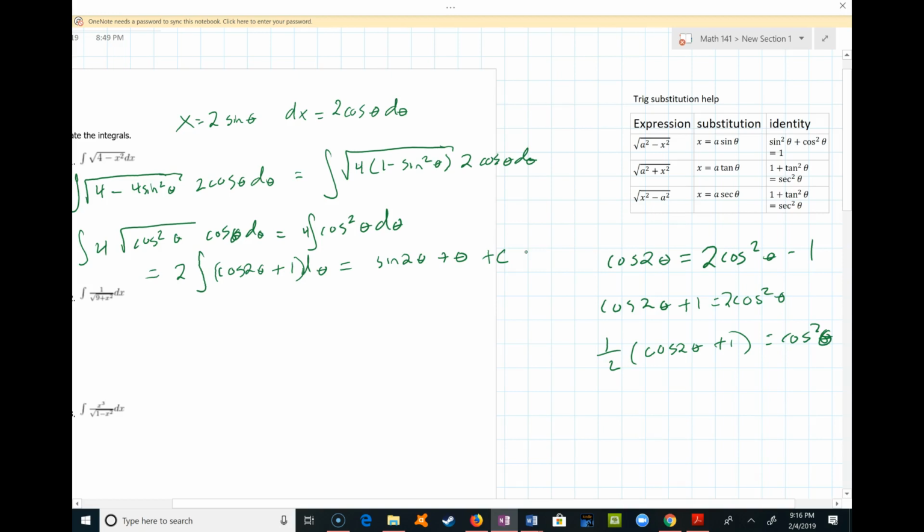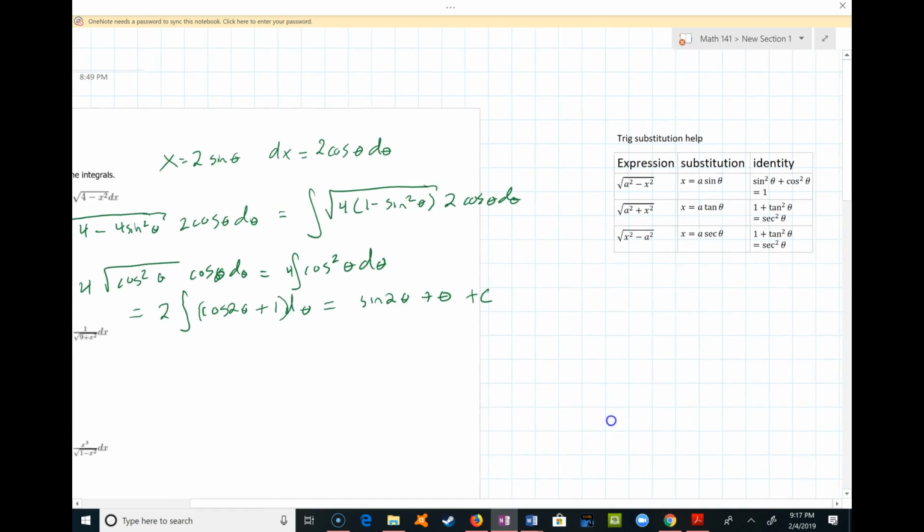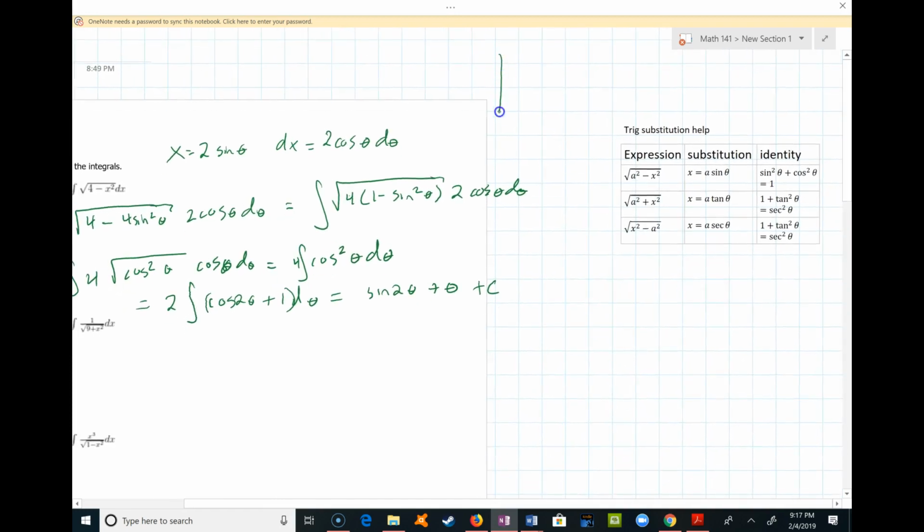I'm sorry, we can't leave it as theta. We need to get it back in terms of x. Now this is where trig substitution gets a little bit tricky. So we're going to back up a second here and make what we call the reference triangle.